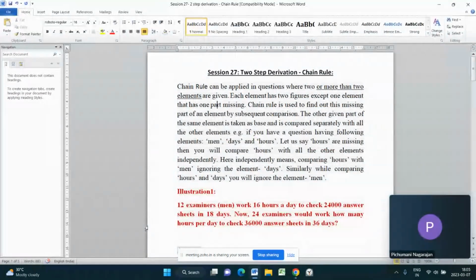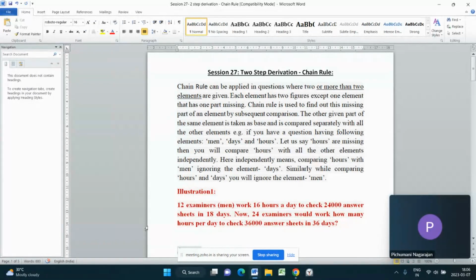So what is a chain rule? You know what is a chain? One connected to the other. You have two different blocks. You connect them with a chain. So it's the same rule. We have two or three items, two or three illustrations. We try to link them with a chain. This is the basic ideology of chain rule, which can be applied where two or more than two elements are given.